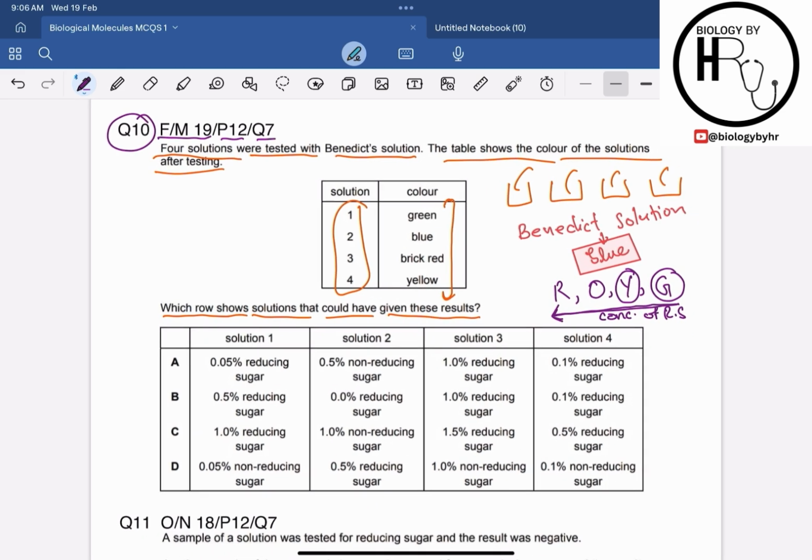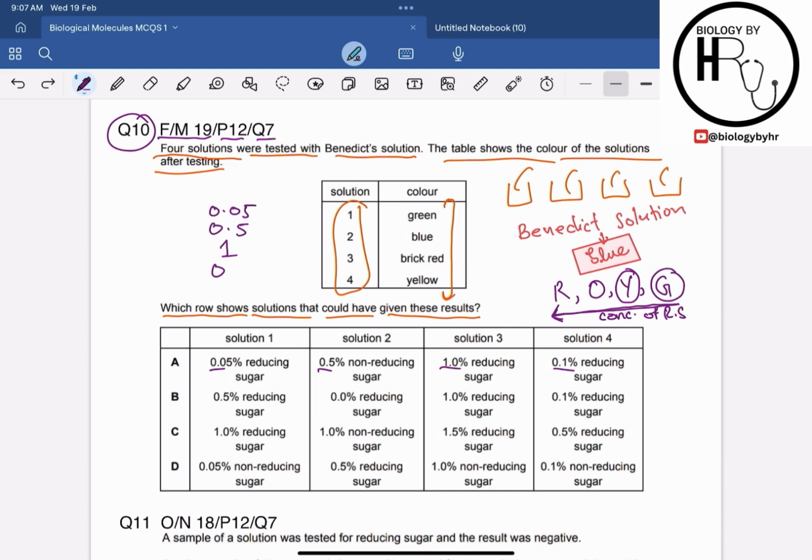If I talk about the values which are given over here, so let's arrange these values from the lowest to the highest, right? If I talk about the lowest value over here, the lowest value is 0.05, then it's 0.5, then it's 1, then it's 0.1.